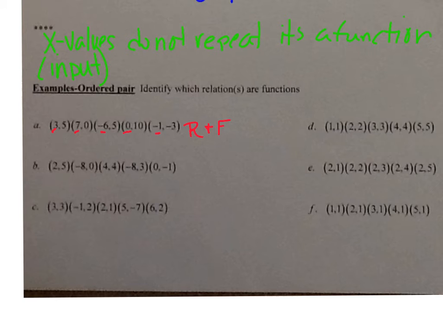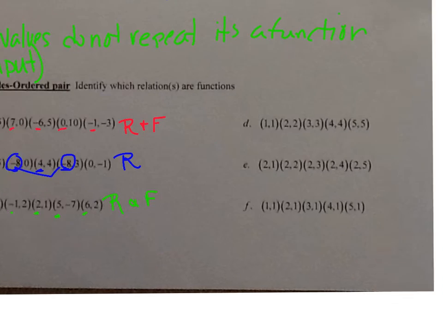So put R and F, relation and function at the same time. Look at B. I have (2, -8), (4, -8). So look, I have 2 negative 8s. I'm not even going to go any further. This is not a function because I have 2 of the same x values. This is just a relation, only a relation. Look at C. (3, -1), (2, 5), (6, ...). None of my x values repeat, so this is a relation and a function. All right, let's take a look at D.